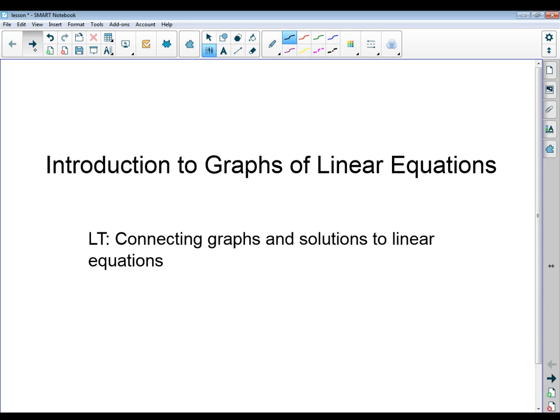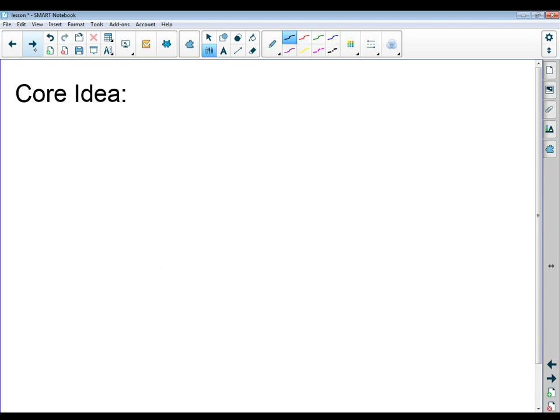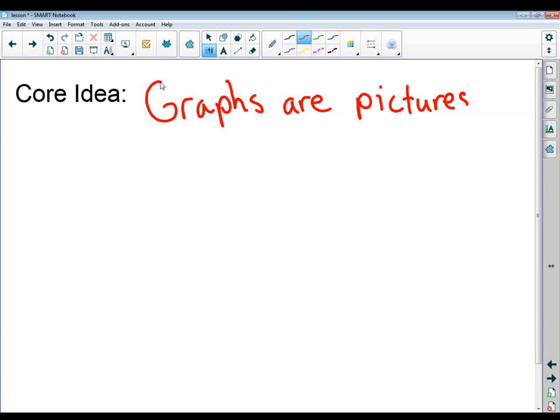So first, I want to start off by going over something that I would claim to be a core idea in math, and that is graphs are pictures of solutions.